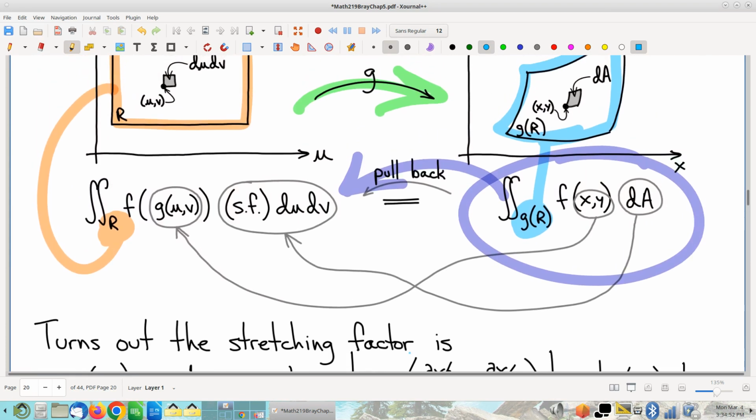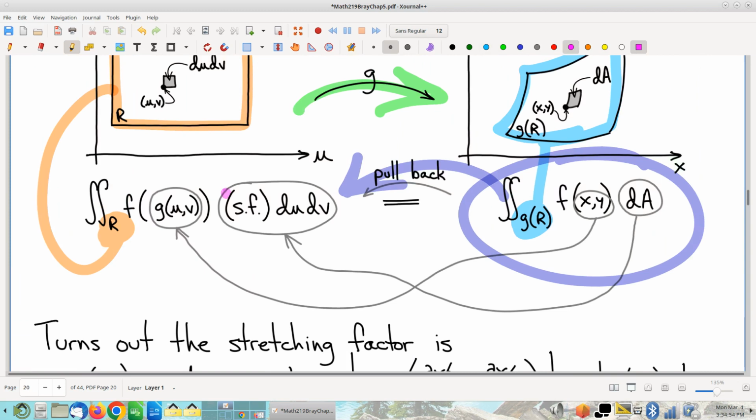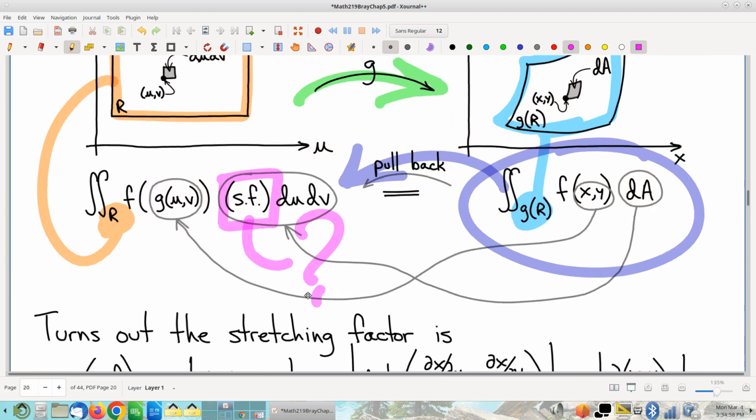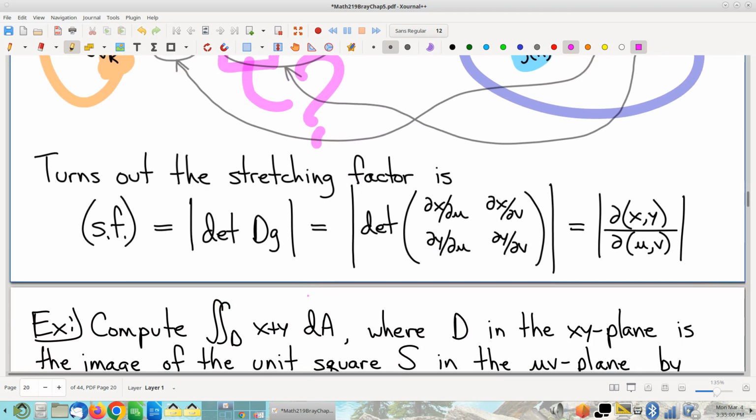Again, looking back to here, I'm going to need to know my stretching factor. How am I going to compute it? Well, we're going to follow this formula. We're going to write down the derivative matrix, take the determinant, and take the absolute value. Is that cool? Okay. I forgot to turn my ringer off. Sorry about that.